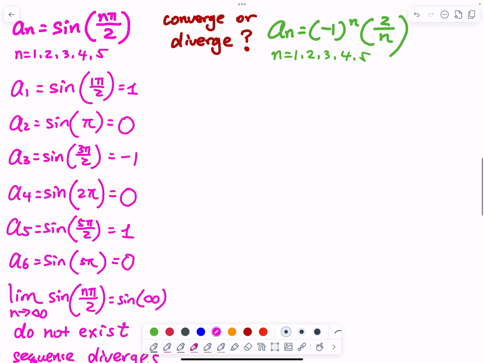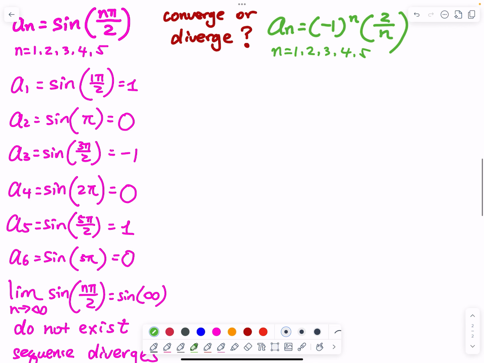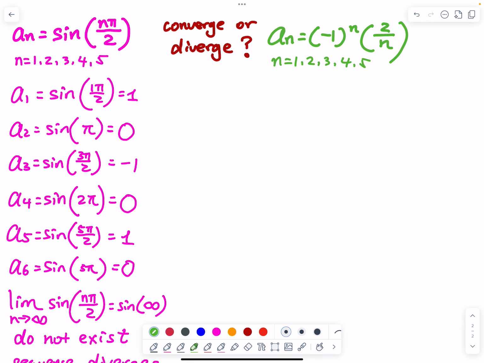All right, the pink problem is done. Let's move on to the green problem. Testing n equals 1 to 5. When n is equal to 1, a1 is -1 to the first power, and then 2 divided by 1, that is -2.